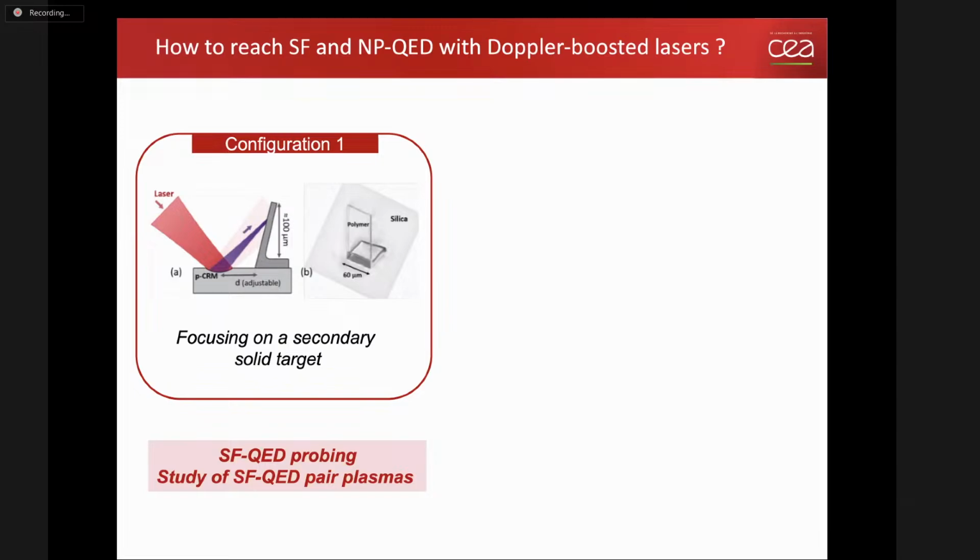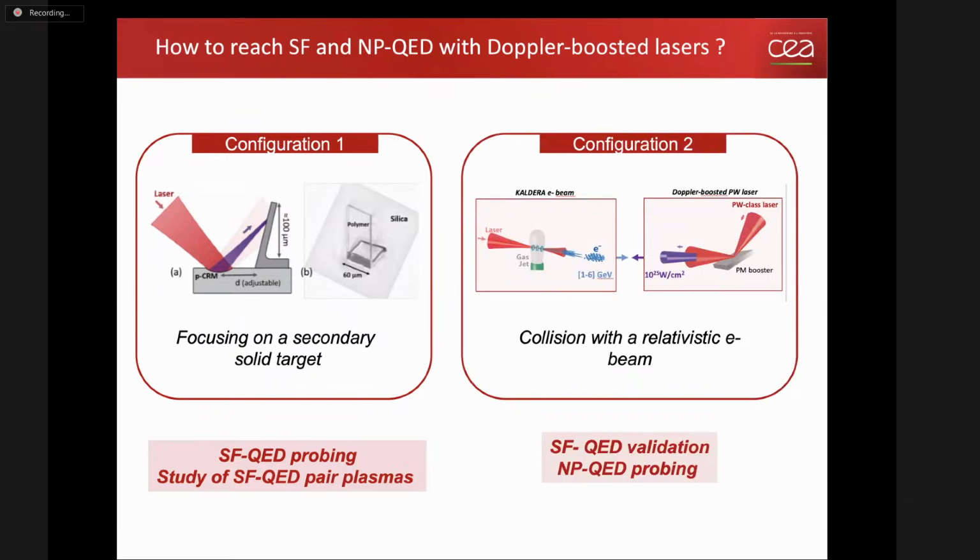So this configuration is optimal to trigger a prolific QED signal to check that we entered the strong field QED region. This will be a first milestone, but also to study strong field QED pair plasmas. So we expect relativistic electron-positron plasma jets where plasma effects could play a role. The second configuration will be to collide a relativistic electron beam of multi-GeV produced by a laser plasma accelerator with a Doppler-boosted petawatt laser to reach very high chi parameters. And this will also be a nice configuration to isolate a strong field QED signal from plasma signal. So this would be nice to have an accurate validation of the strong field QED theory, but also to access the fully non-perturbative QED region.